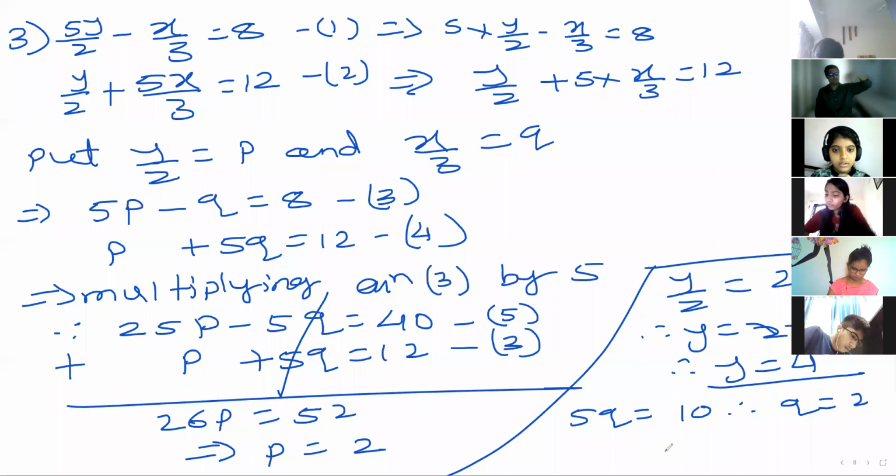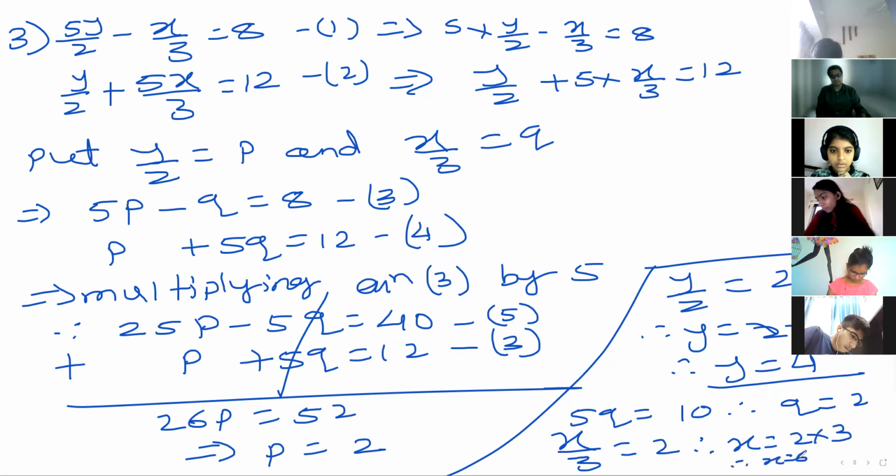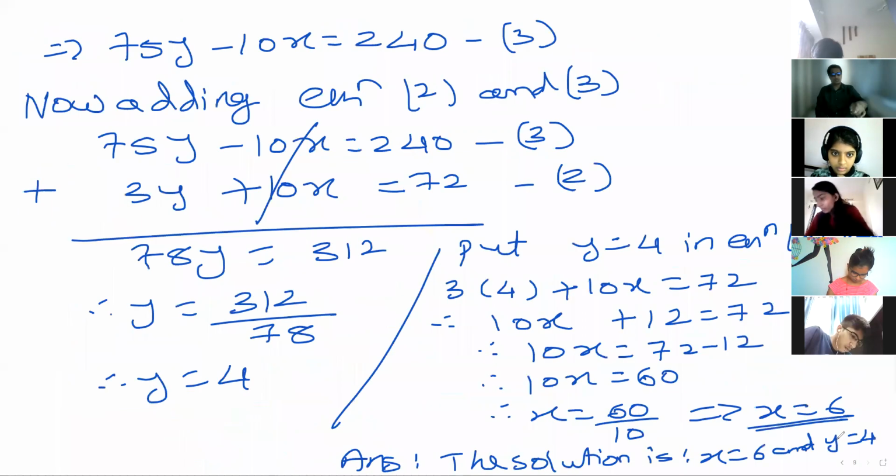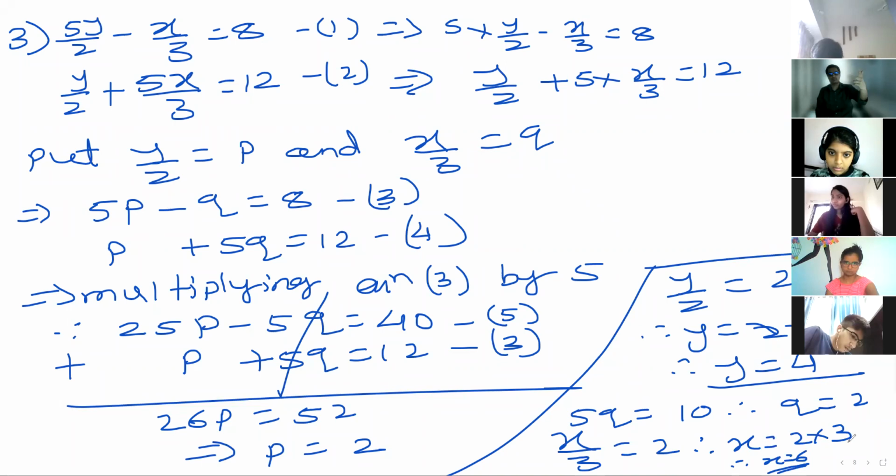समझ में आ रहा है क्या? इक्वेशन 3 से q भी कितना हो जाएगा, 2 हो जाएगा. So q is 2, but what is q, x upon 3? So x upon 3 is 2, so x will be 2 into 3, so x will be 6. Okay, so do you get the same answers or not? You tell me. X is equal to 6, y is equal to 4. Don't you get the same answers? Yes, sir. Okay, so this is the way you can do, or you can do the traditional way. जो हमने फर्स्ट मेथड देखा वैसे भी कर सकते हो, या ऐसे भी कर सकते हो.